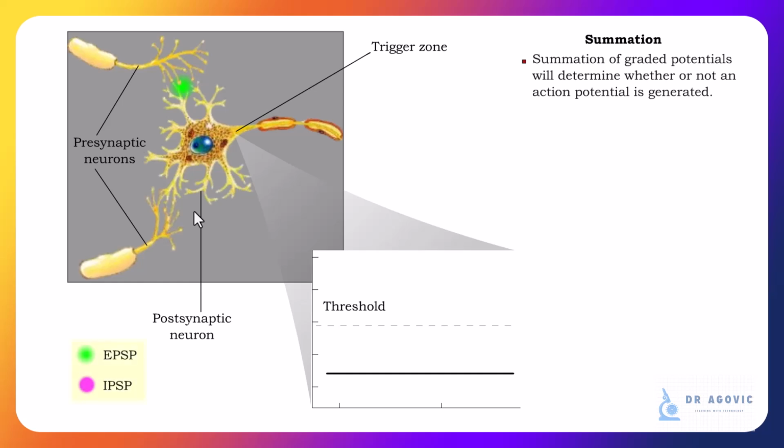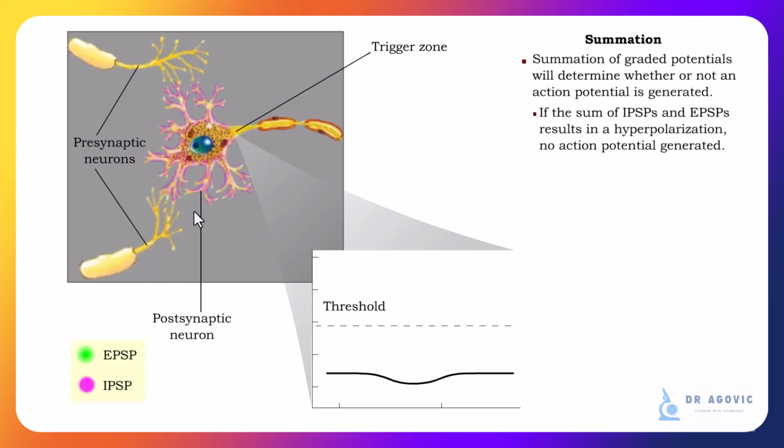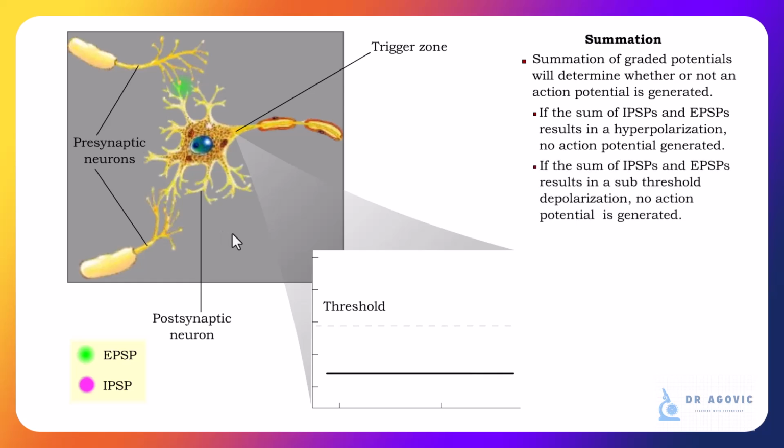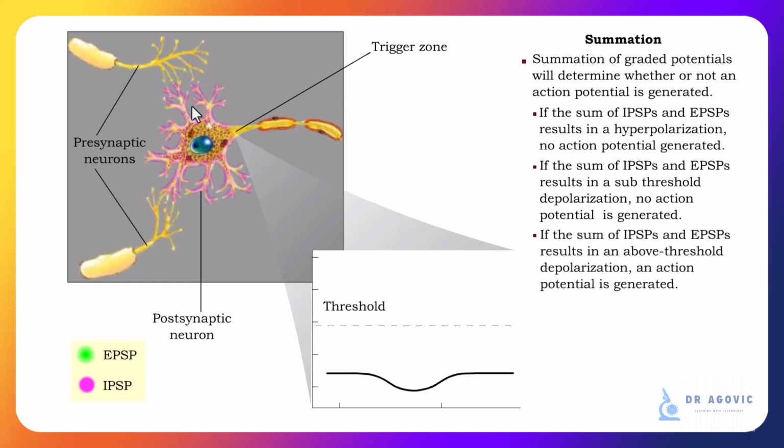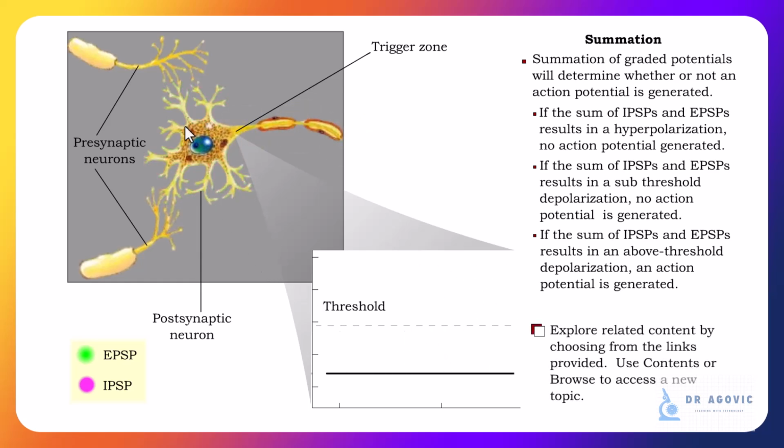Summation can result in three possible scenarios. IPSPs and EPSPs may summate and result in hyperpolarization of the membrane. In this case, no action potential will be generated. Or IPSPs and EPSPs may summate, resulting in a subthreshold depolarization of the membrane. Again, no action potential can be generated. Finally, IPSPs and EPSPs may summate, resulting in an above threshold depolarization. This will generate a new action potential.